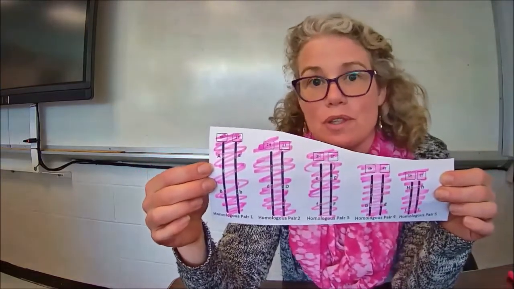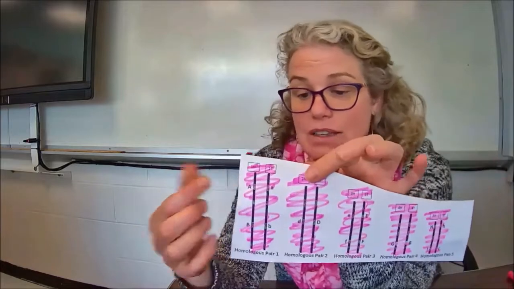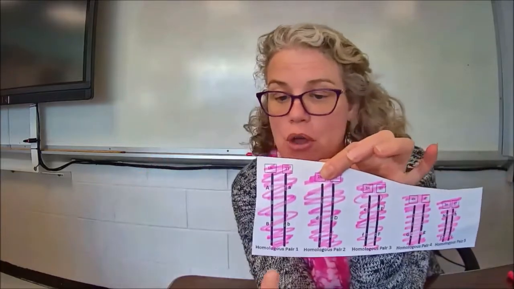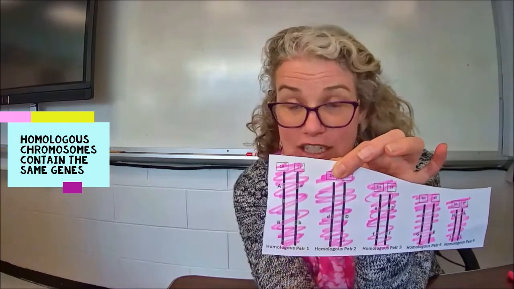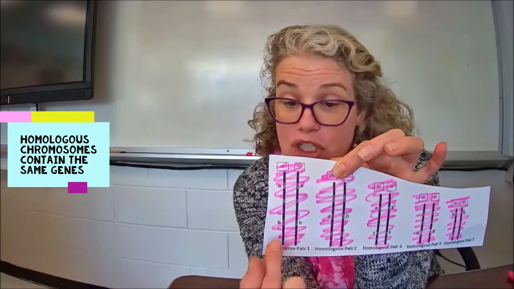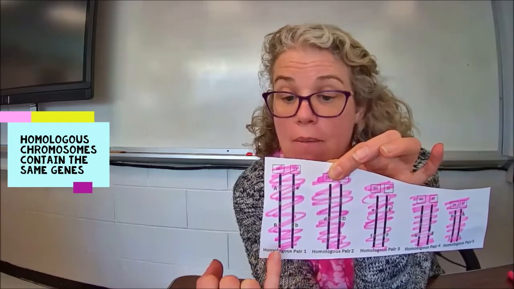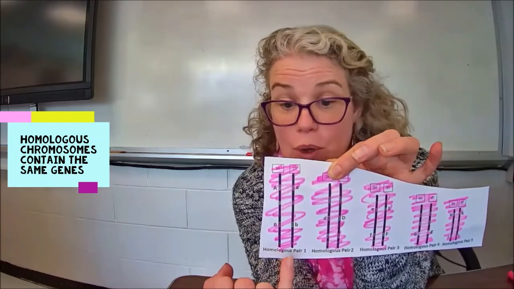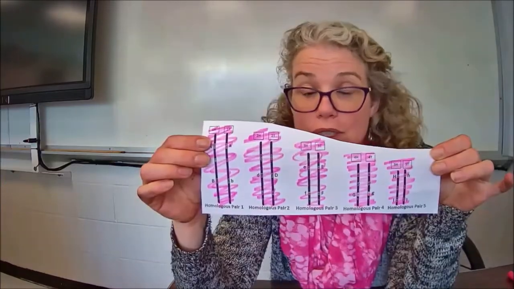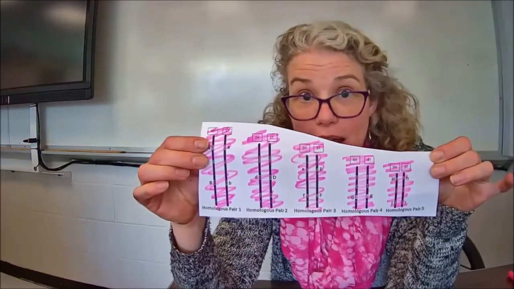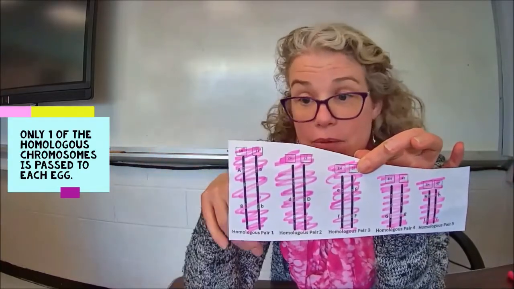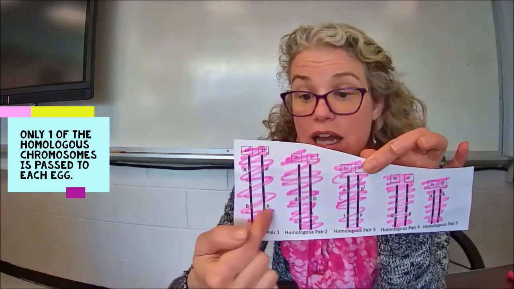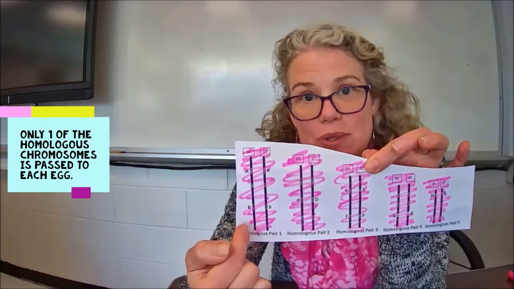Okay, so I colored these pink because these are the chromosomes that the mother ladybug has. Again, they're homologous chromosomes, which means that they have the same genes. Homo means same, so they're the same genes on both chromosomes number 1, but one was from this ladybug's mom and one was from her dad. Now, when she makes her eggs, it's going to be random which of these chromosomes goes into each egg.